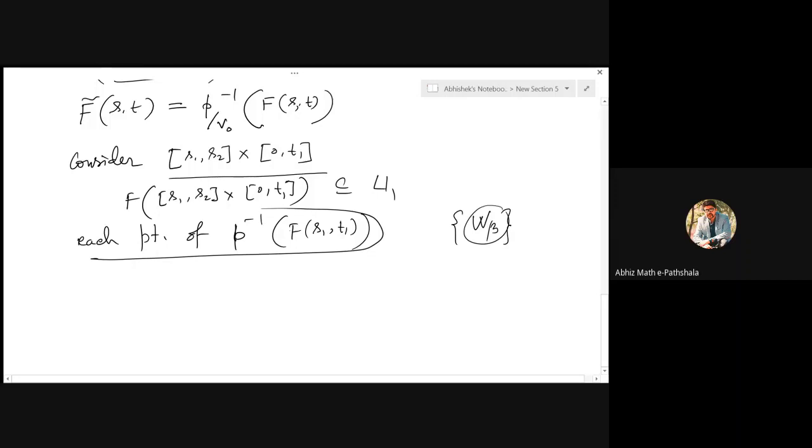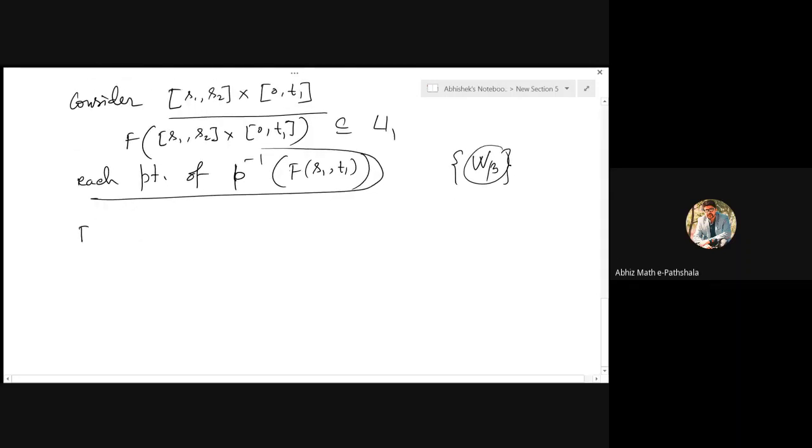Suppose it is in W naught, then you define again, so define this one as, again, since W naught is a slice, then P restricted to W naught from W naught to U1 is a homeomorphism, and with respect to this homeomorphism, you can define this map as P restricted to W naught inverse of F S T. So this covers the small square S1, S2 cross 0, T1, and then you go to the next one.